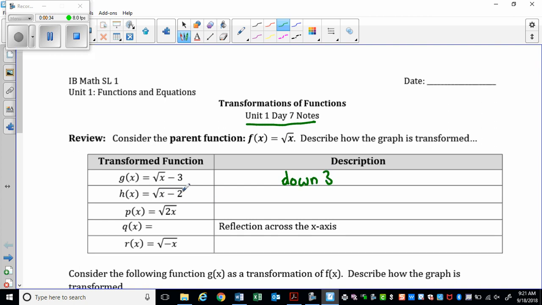Since this negative 2 is on the inside of the square root, it's the square root of x minus 2, we're actually going to do the opposite of this sign. So since it's negative 2, you would think we go to the left 2, but actually we're going to do the opposite, and we're going to go to the right 2.